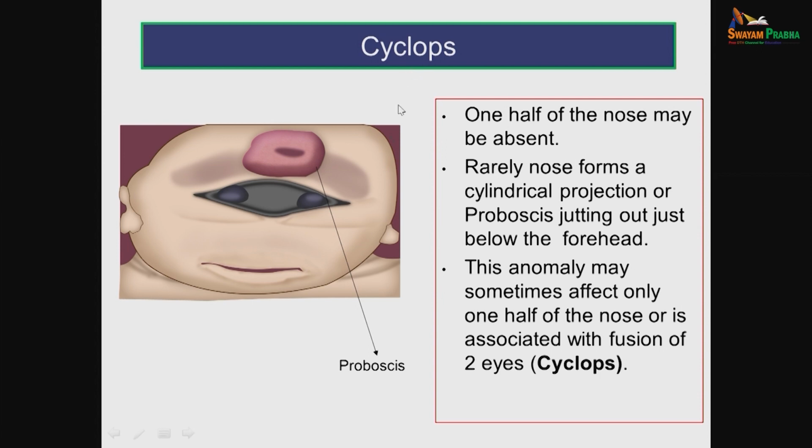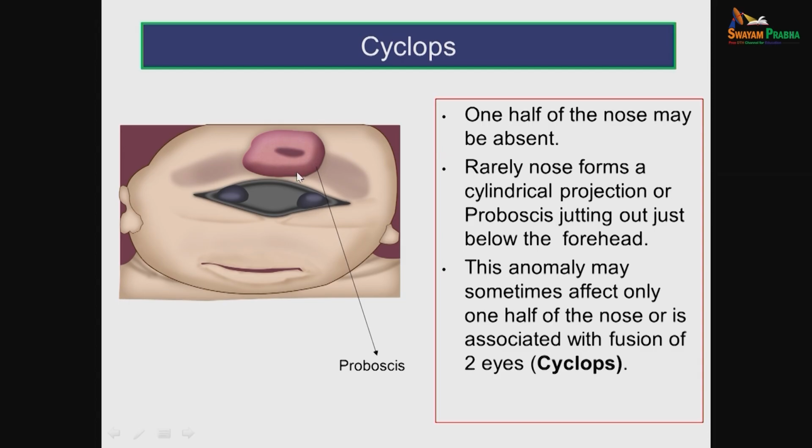Next is a clinical condition called cyclops. In some cases, one half of the nose may be absent. Sometimes, rarely, the nose forms a cylindrical projection or proboscis. You can see in this picture the nose forms a cylindrical projection or proboscis, which is jutting out just below the forehead.